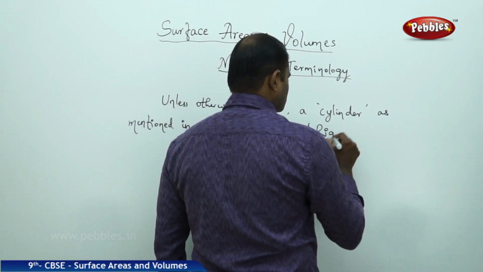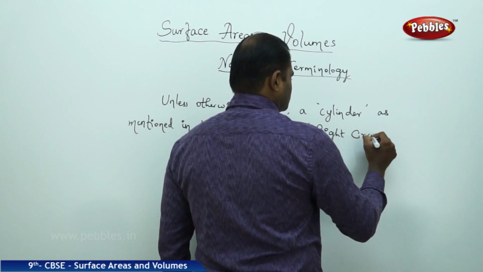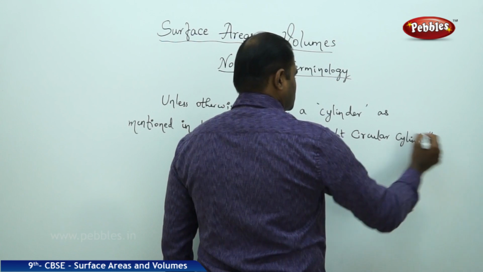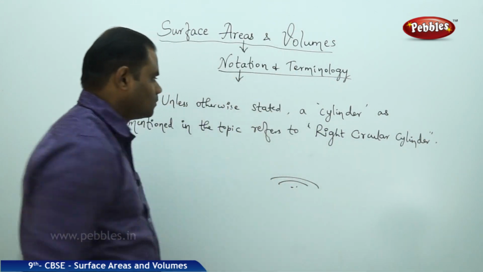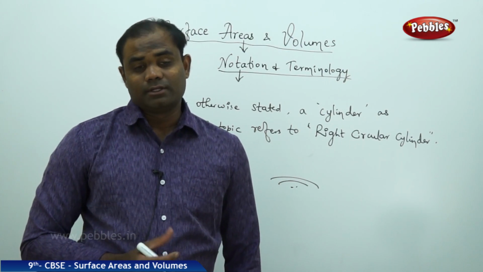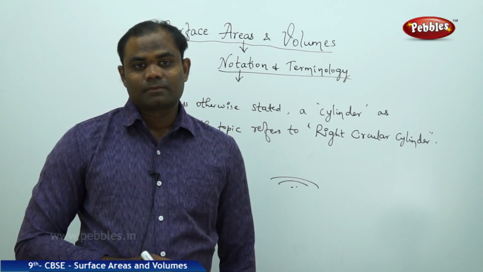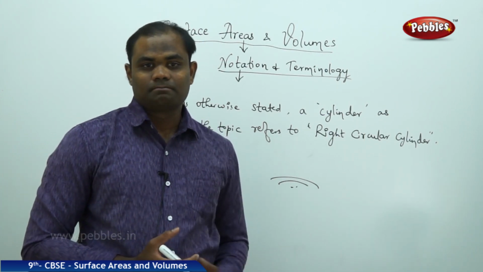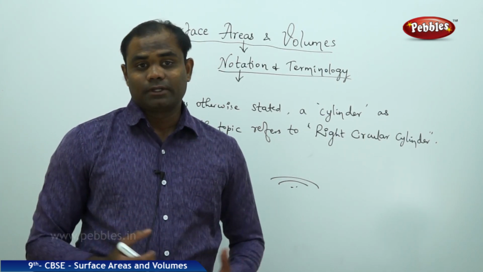Refers to right circular cylinder is how we understand the notation and terminology in the cylinder concept. Cylinder is assumed to be a right circular cylinder unless otherwise stated.